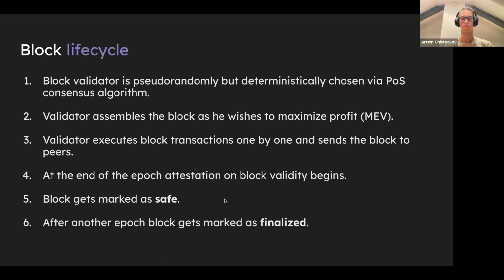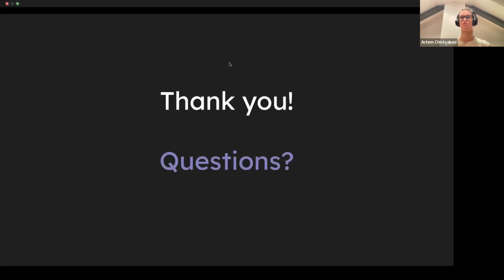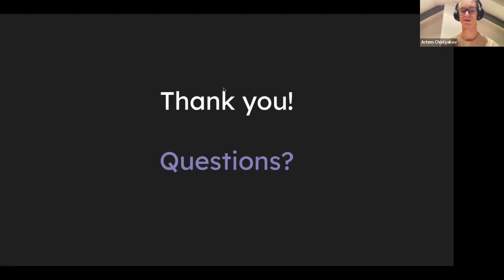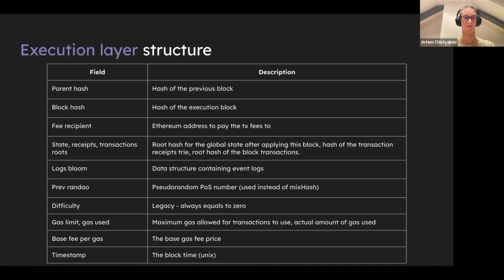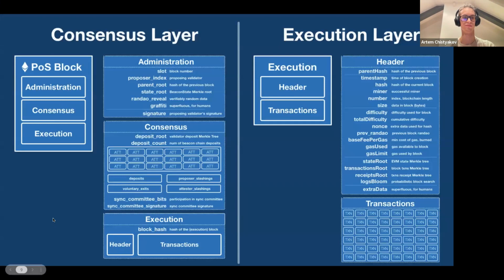Okay, so if you have any questions, please ask. Maybe I can open, for example, this diagram.